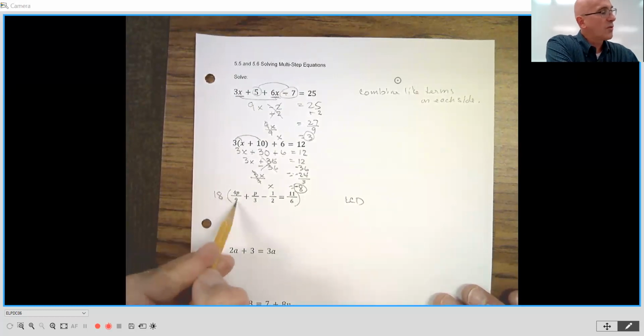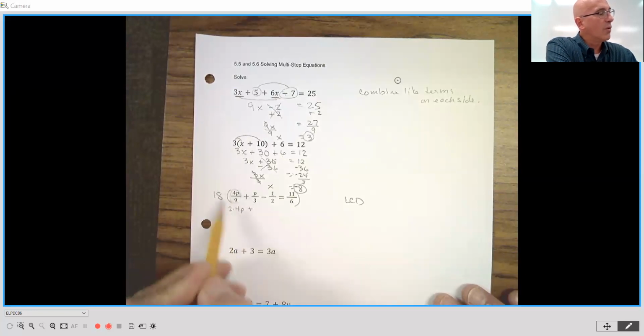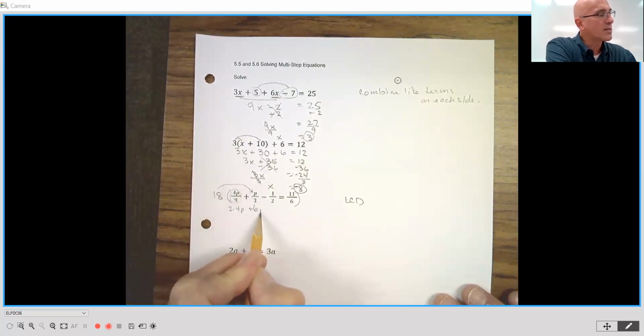Okay. So if we have 18 times this fraction, we have an 18 and we have a 9. So that means the 9 disappears, we multiply the numerator by 2. So we have 2 times 4p. And we do 18 times this fraction over 3. The 3 cancels and we're left with 6 in the numerator. Here's a minus sign, we have to make sure we follow that minus sign through.